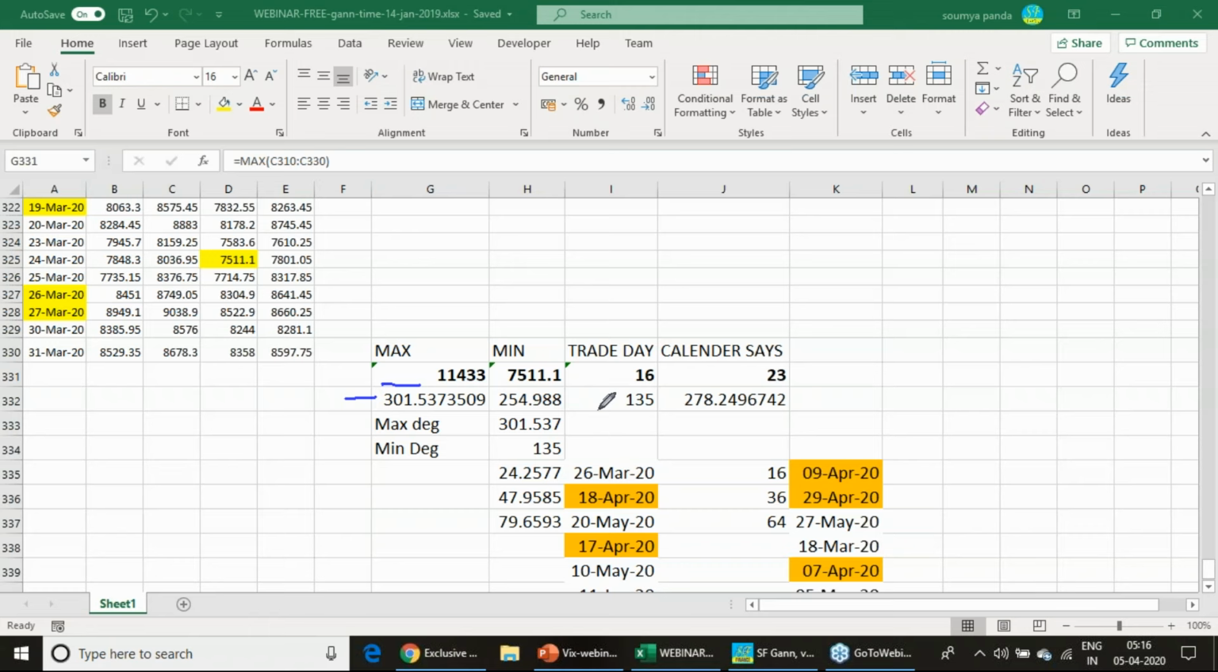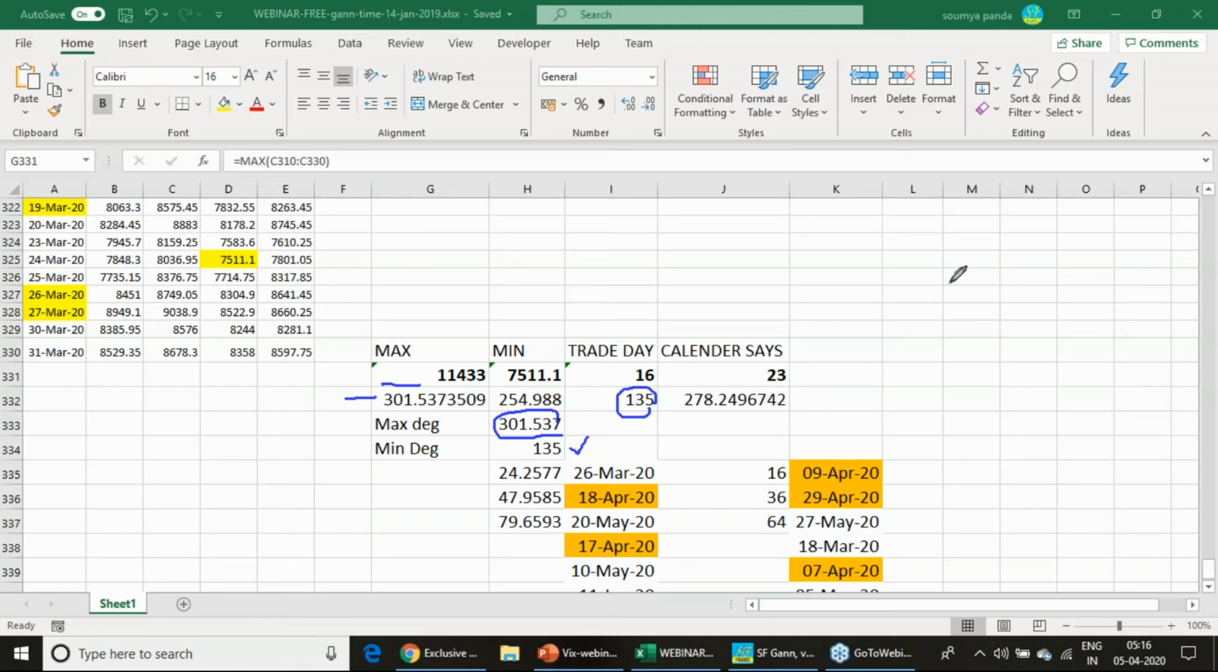Rather, the number is converted to degrees, and that number, or the converted degree equivalent, is going to be utilized. So now, after converting this maximum, minimum, trading days, calendar days to different degrees, we are finding out 135 is the lowest among all these four, and 301.53 is the highest among four. So this highest and lowest values, we got it.